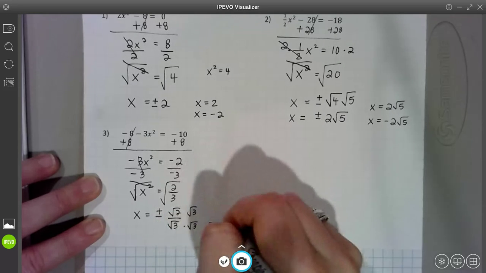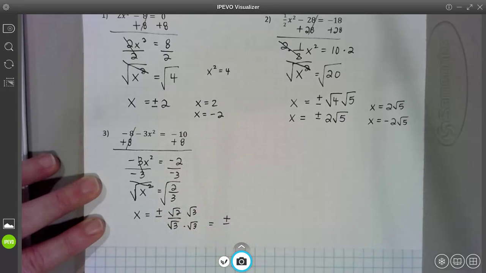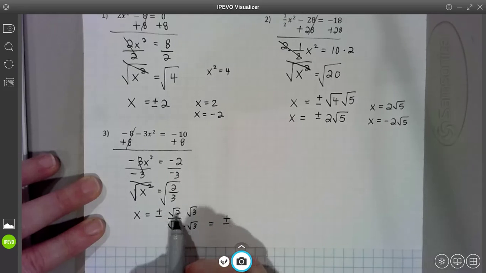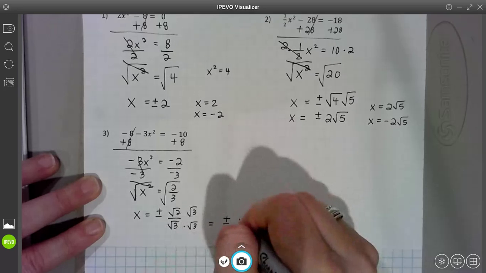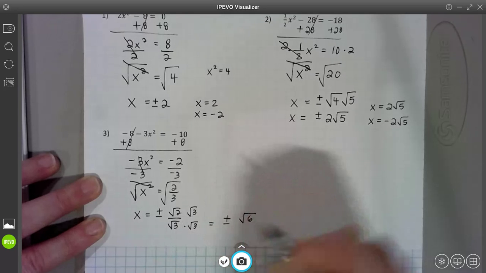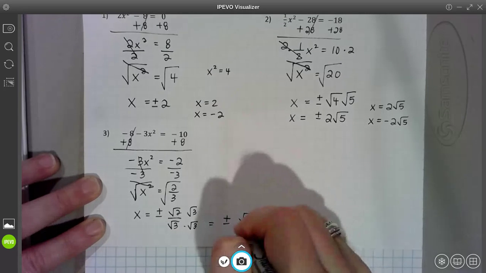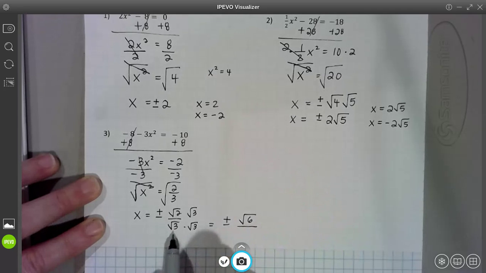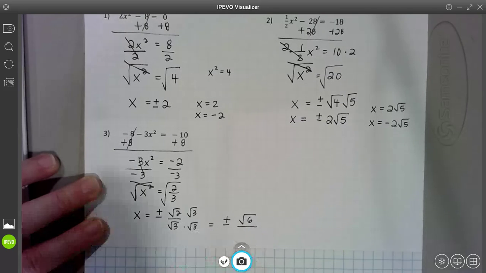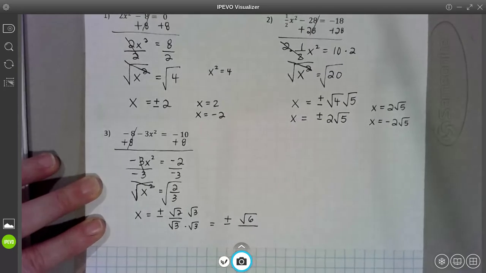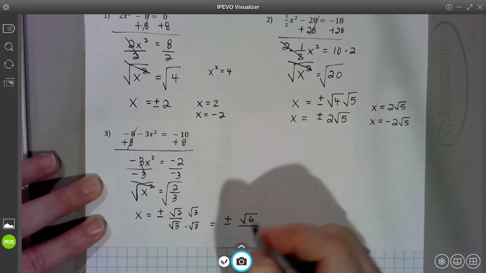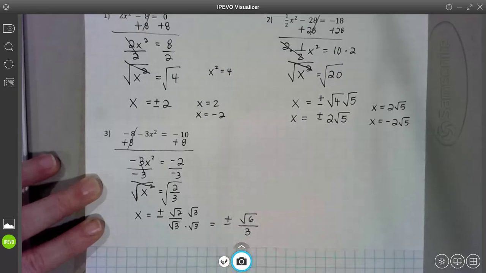So then we're going to get our answer. Don't lose the plus or minus sign. It'll be plus or minus the square root of 2 times the square root of 3, put them back together as one square root, which is the square root of 6, 2 times 3, over the square root of 3 times the square root of 3, right, guys? That's the square root of 3 squared, or it's the square root of 9, which is just 3. So I no longer have a square root in my denominator.